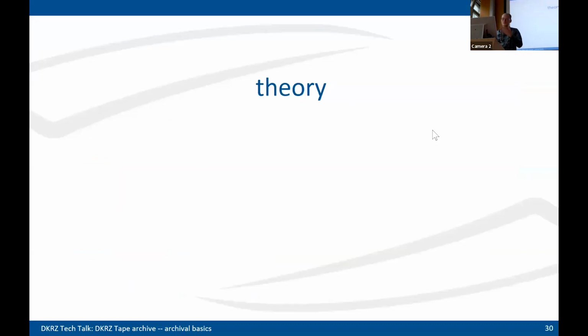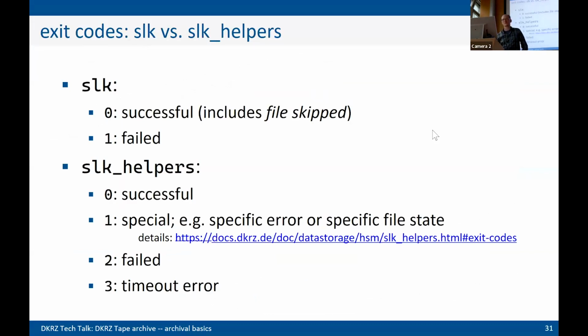Right, without an exercise section now, just some more theory background. I talked about exit codes. And what I want to mention here, and also why I mentioned the commands on the slides before, the 2 slides, is that SRK and SRK helpers have different exit codes. So SRK just knows 0 and 1, and 0 means success, and 1 is failed. For SRK helpers, we decided for certain reasons to have it more granular. So we have 0, 1, 2, and 3.